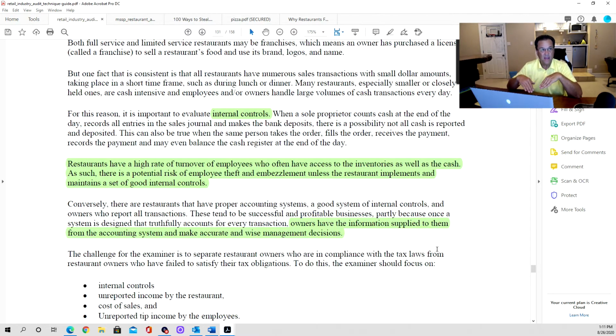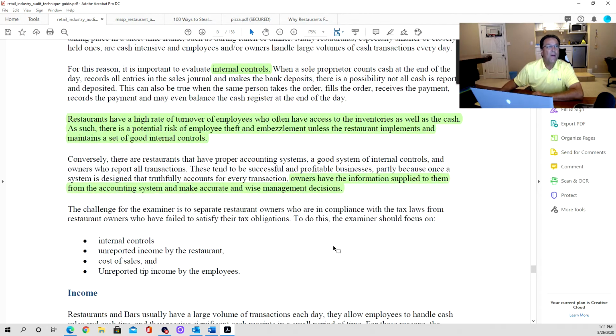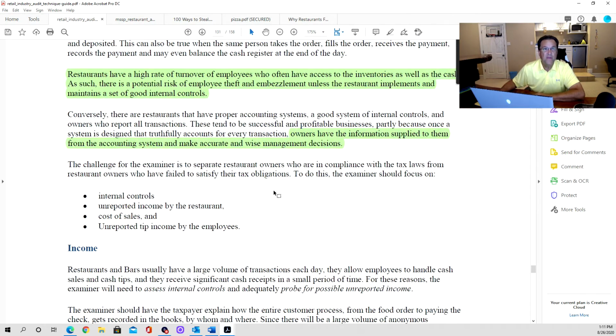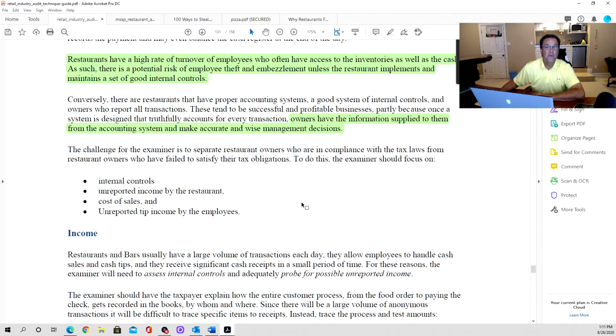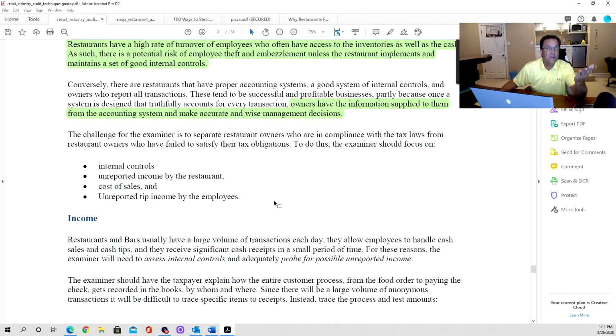The IRS then relies on that. So here it is. The challenge for the examiner is to separate restaurant owners who are in compliance with tax laws from restaurants who have failed to satisfy their tax obligation. Should focus on, here it is, right? Internal controls. So do you have any unreported income by the restaurant?